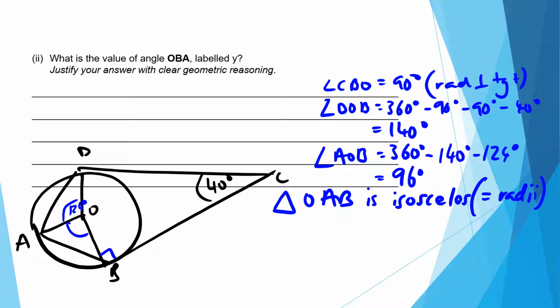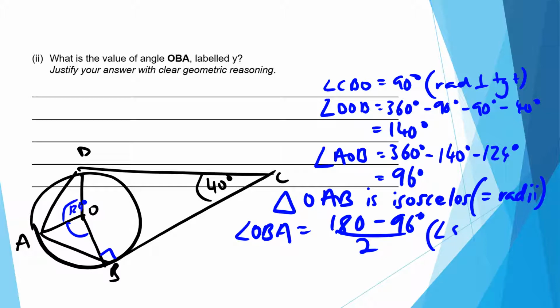So angle OBA, which is the one we want, equals 180 minus 96 degrees divided by 2 because the base angles are equal. So sometimes we say angle sum of an isosceles triangle. So it's 44 degrees. And that's it. Job done.